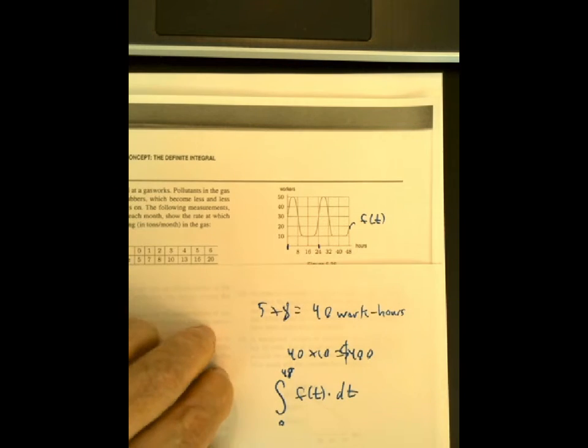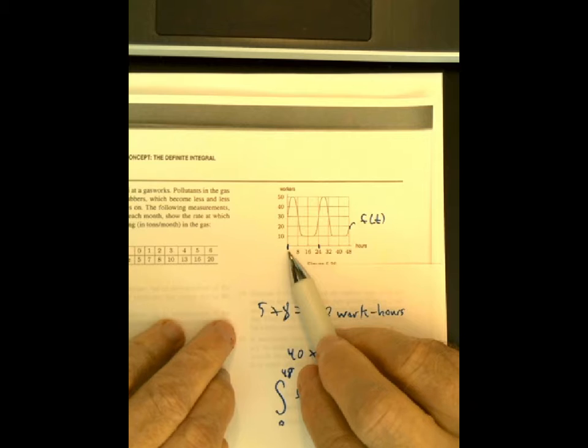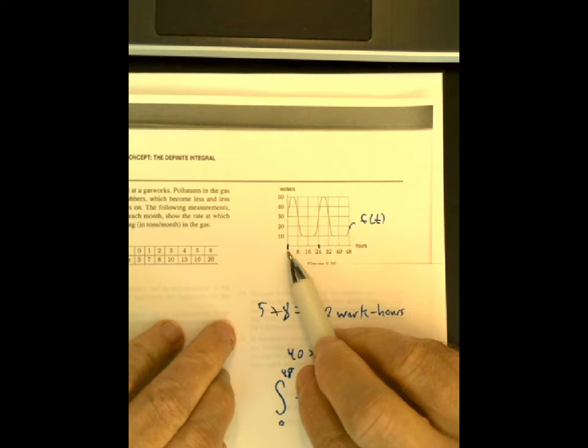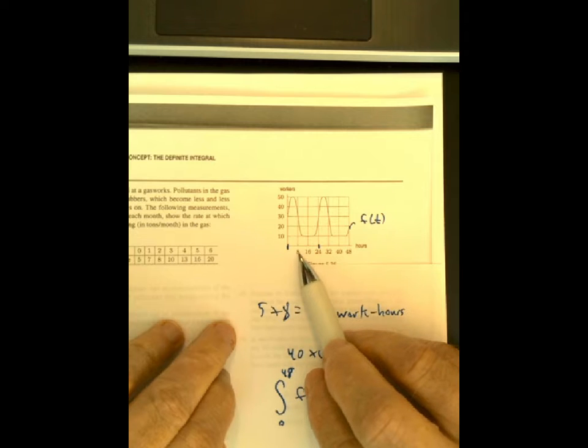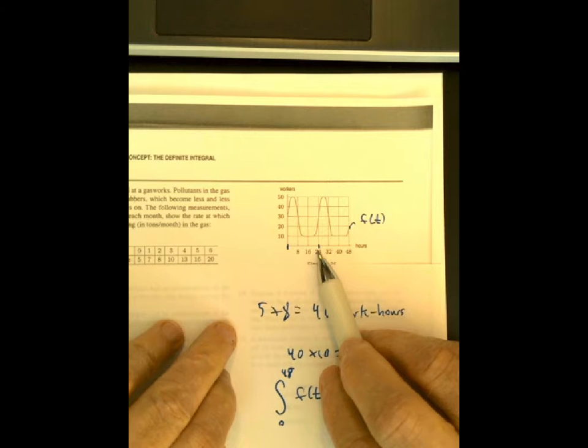By the way, I hope you can read the graph here. This is 9 a.m. the first day. And this is 8 hours later, so that would be 5 o'clock the first day. Then this is another 8 hours, and then another 8 hours, and this is 24. This is the beginning of the second day, so this would be 9 a.m. the second day, to 5, and so on.